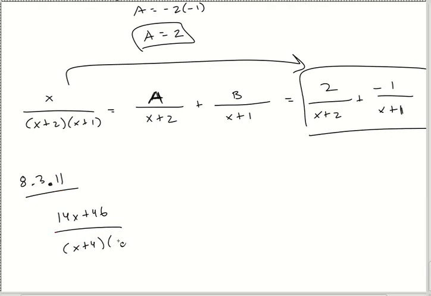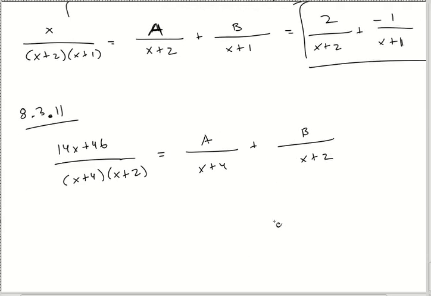I guess, do I even have to say it? 14x plus 46 divided by x plus 2 and x plus 4. I'm going to set this up right now. I got my x plus 4, my x plus 2, and I'm going to have an a and a b. Again, I don't care what the numerator looks like. I'm looking right here. That's a 1, so this will be a 0. 1 and a 0. Cool.